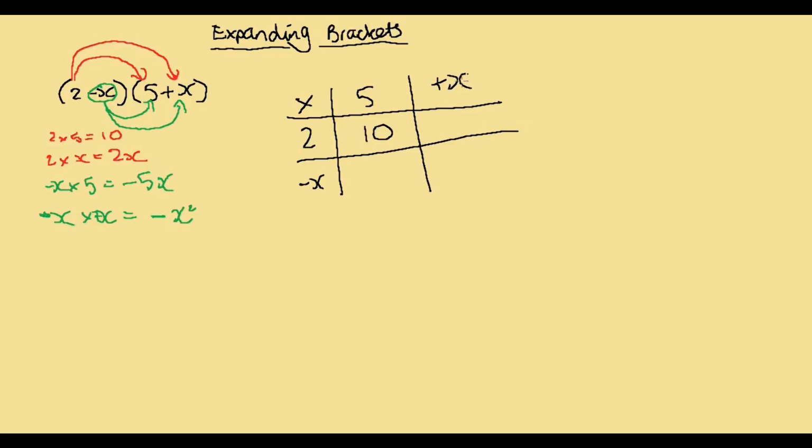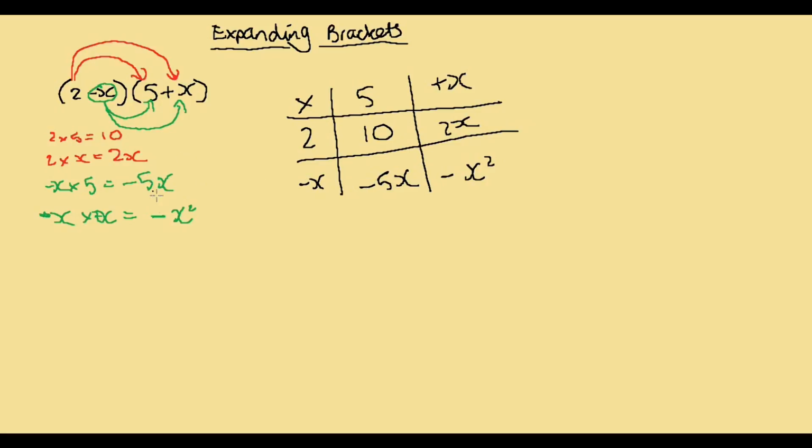Minus x, or negative x, times by positive x. Again, we've got negative times by positive, which must be a negative, and then an x times an x, which must be an x squared. So, same digit, same terms. 10, 10. 2x, 2x, negative 5x, negative 5x, negative x squared, negative x squared. Same terms, just a slightly different way of thinking about how to get there in the first place.